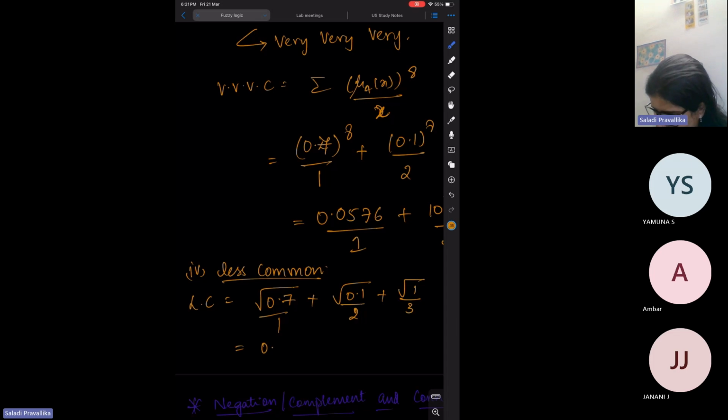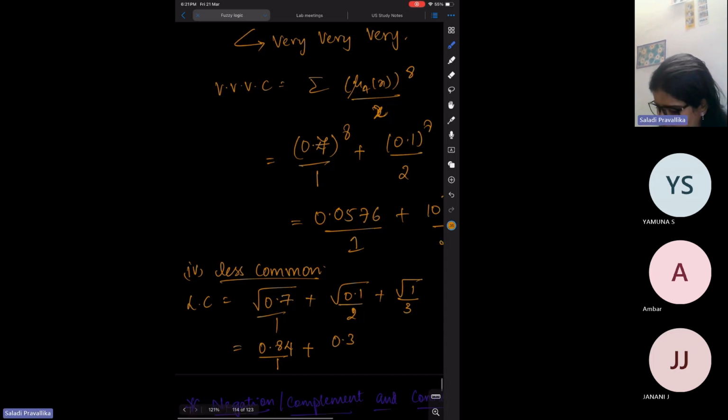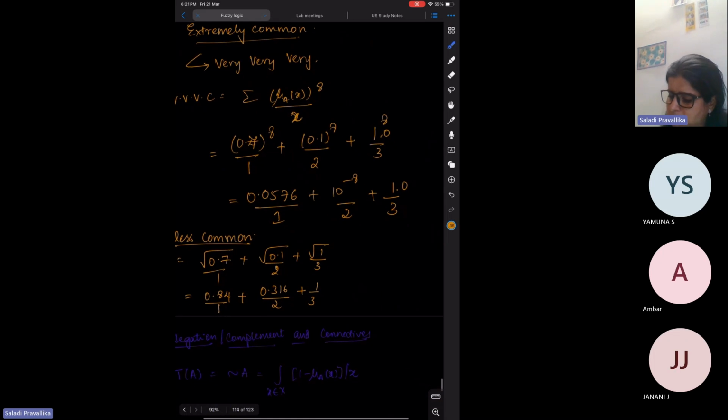So square root of 0.7 is 0.84 for 1. Okay? And square root of 0.1 is 0.316 for given 2, and 1 given 3, right? So this is "less common". So this is also going to be for "more common" as well.